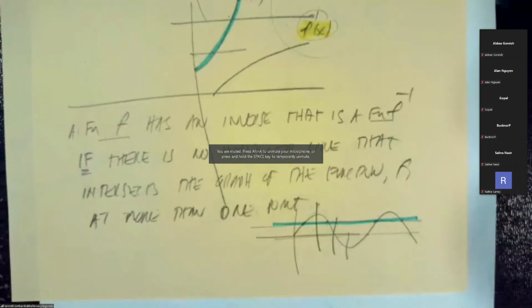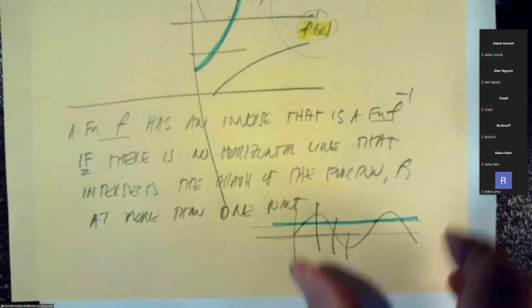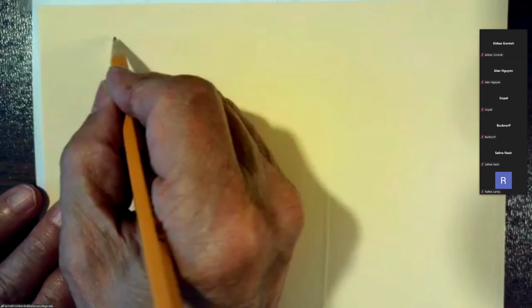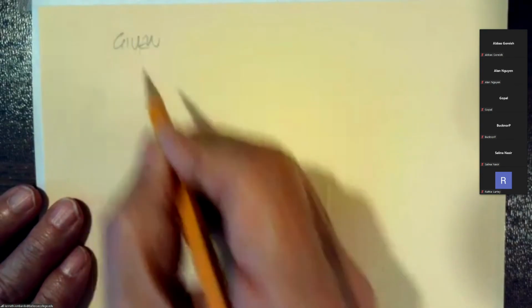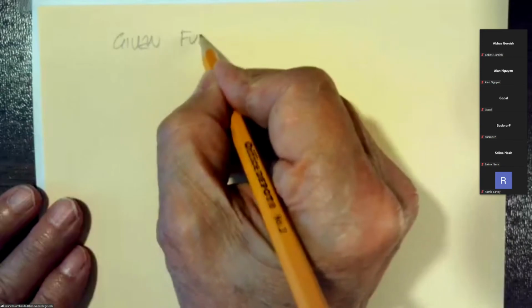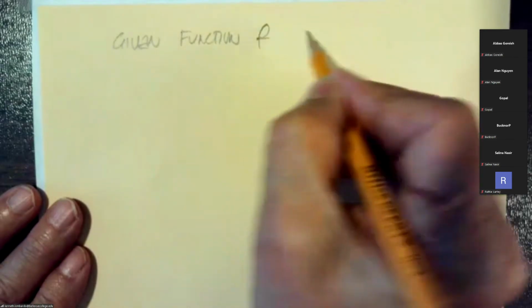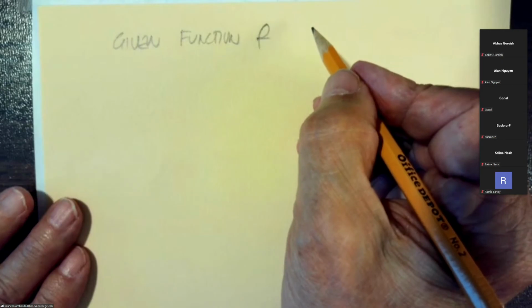All right, let's see here. What other do we need to talk about here? Yes, let's try this one. Get a fresh piece of paper here. If I give you a function f that looks like the following.